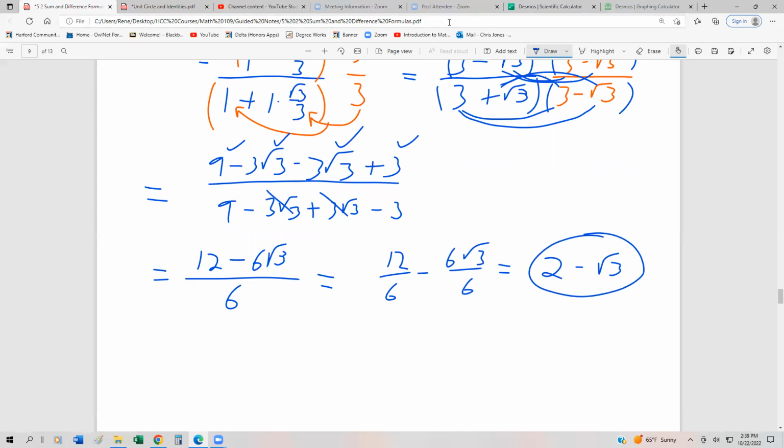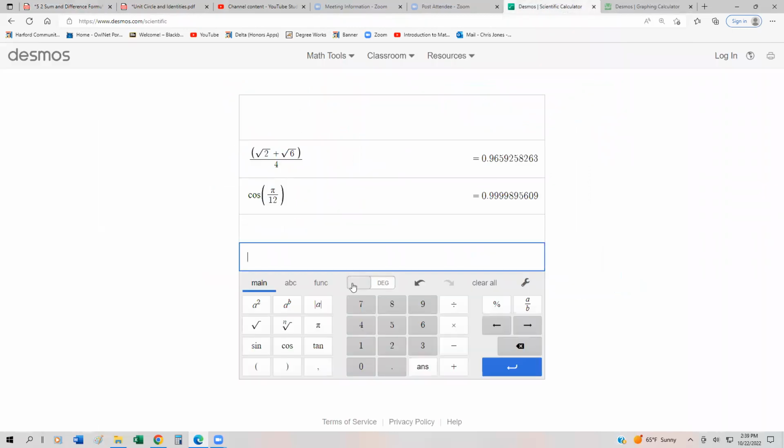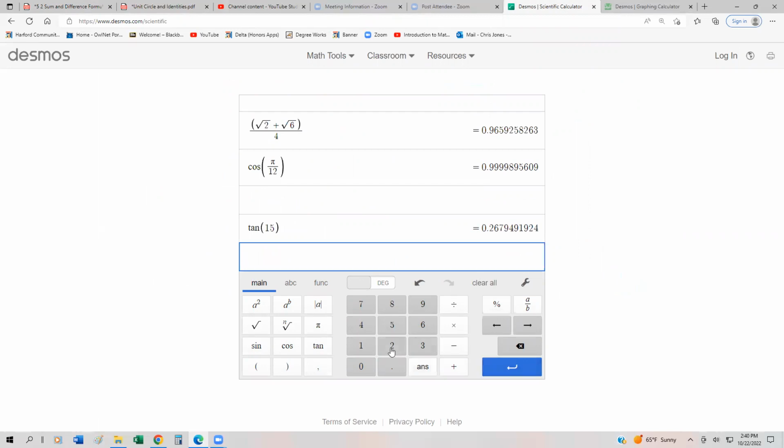How do we check it? We go to our calculator. In our calculator, let's make sure we're in degree mode. We type in the tangent of 15 degrees. So that gives us this number, which most of us have no clue if that's the same thing as 2 minus root 3. 2 minus the square root of 3 is precisely that number.